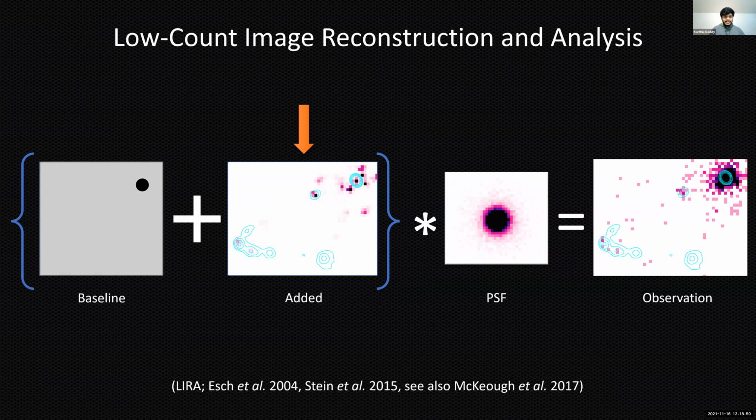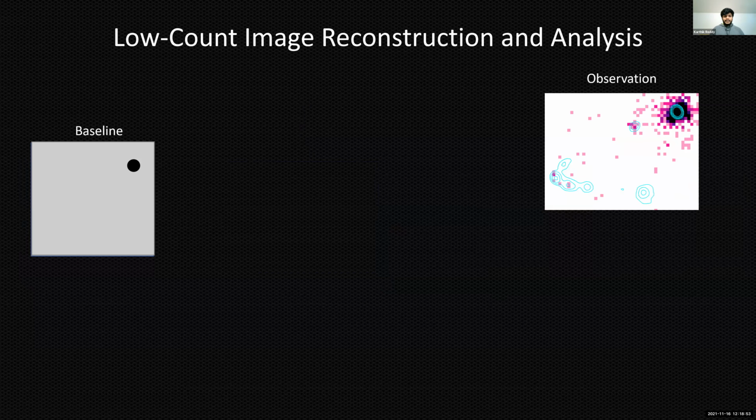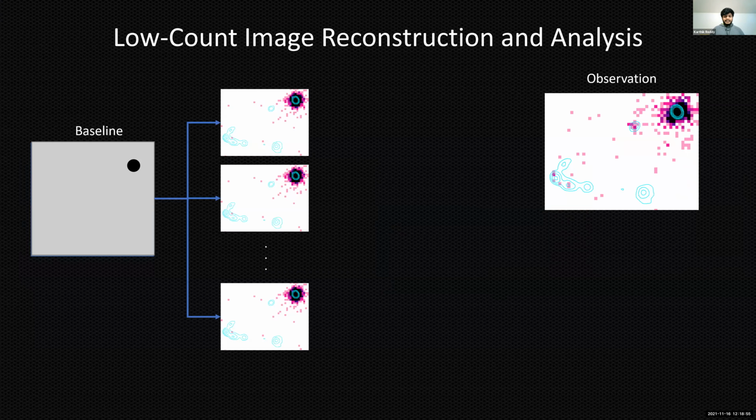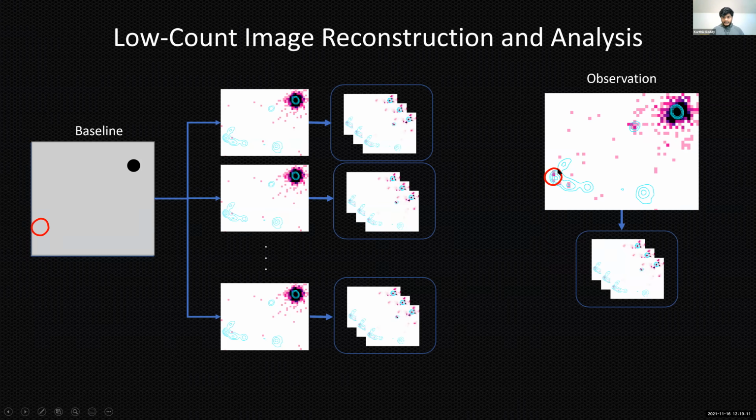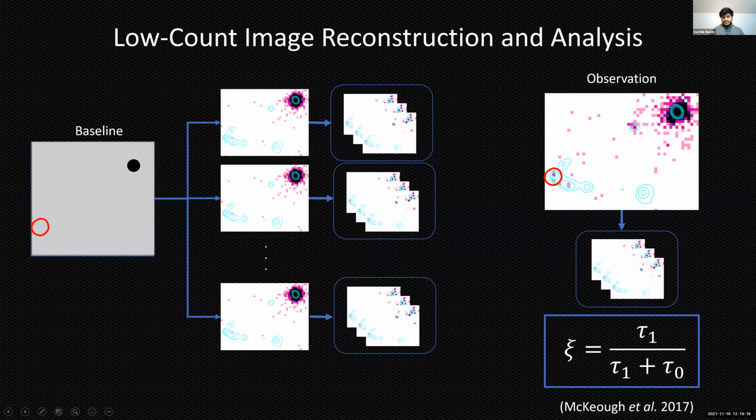So to test for statistical significance, what we would do is take the baseline, create several replicates of the baseline, and then run LIRA on each of those baselines and generate several added component images. We do the same thing also on the observation. Now, let's say we want to determine the statistical significance of any emission that we find in this region. We consider this test statistic, which is the fraction of the total emission that's found in the added component. Now, because we have several realizations of the added component, we'll obtain a distribution.